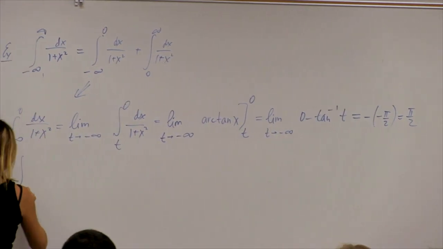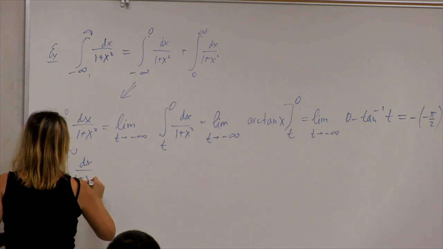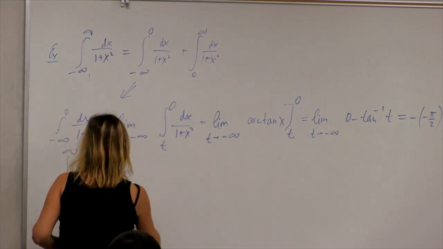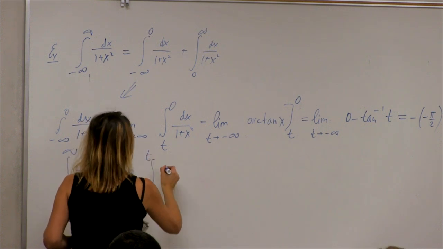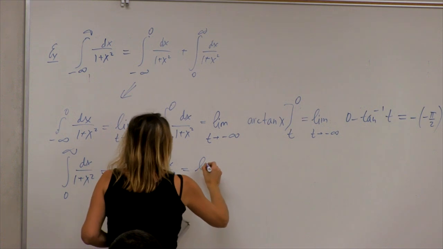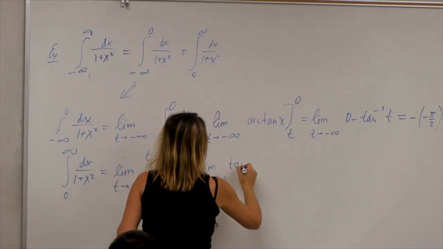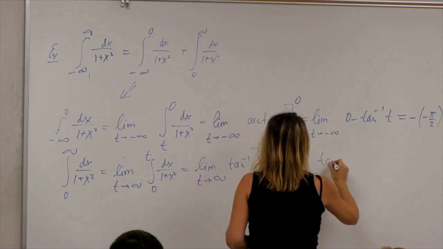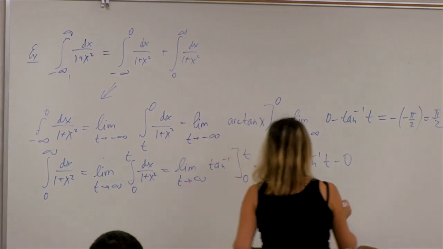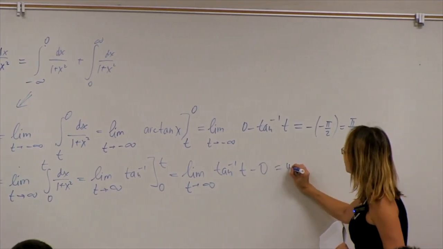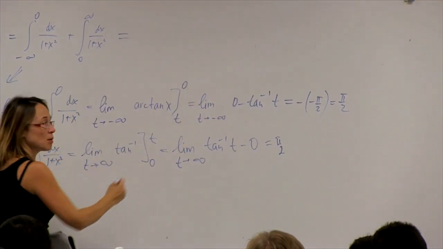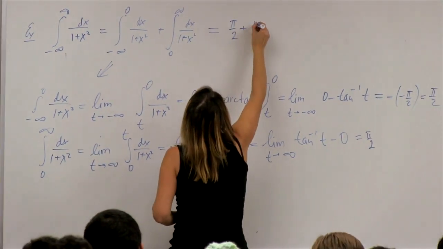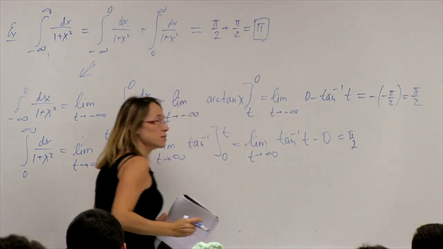The second integral goes from 0 to infinity. Now I replace the top limit of integration with a variable. Okay, so I have an arctangent of plus infinity, which is pi over 2. So what's the answer? The answer is the sum of the two. You can see that both parts converge. Not surprising that they are the same, and the answer is pi.